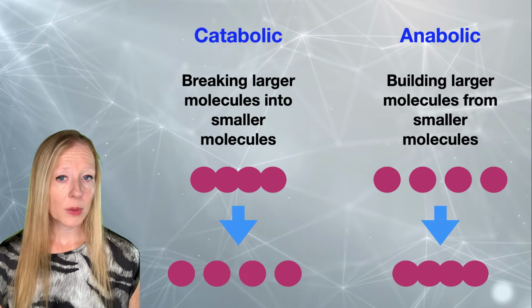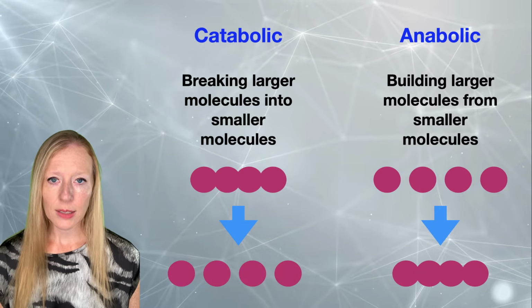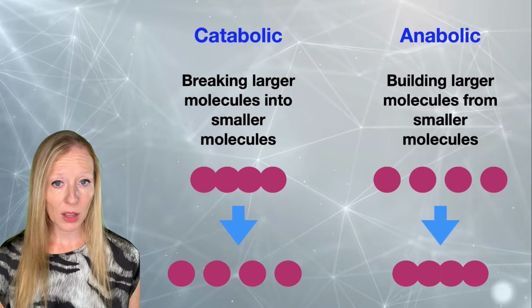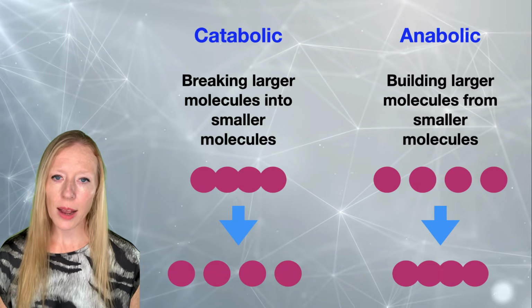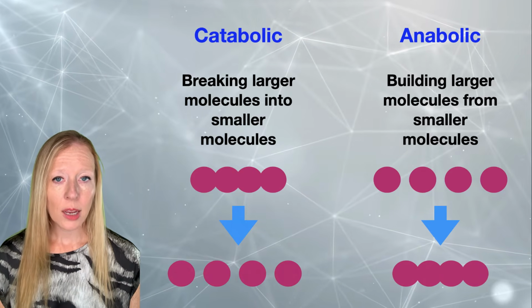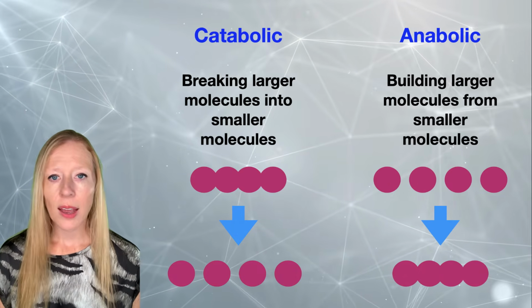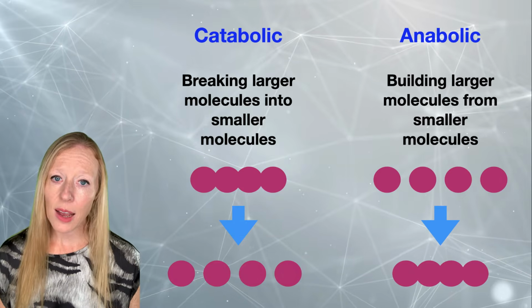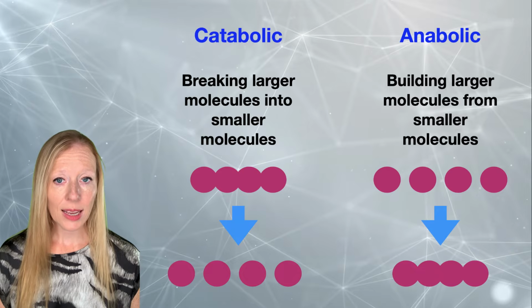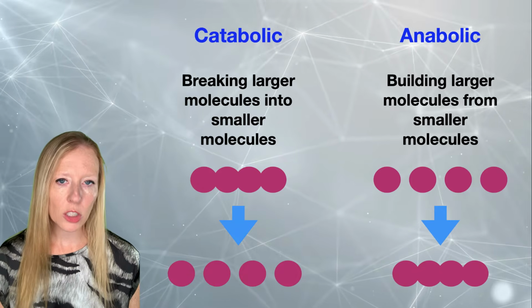And we're going to give those processes a couple of fancy names. When we're breaking molecules down into smaller pieces, we will call that catabolism. So any reaction that's breaking molecules down is a catabolic reaction. And a pathway that breaks something down in a stepwise fashion is a catabolic pathway. And on the other hand, if we're building something up, we'll call that anabolism. Anabolic reactions and anabolic pathways make larger molecules from smaller molecules.